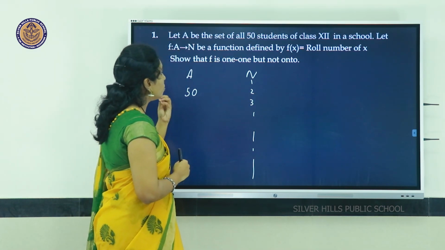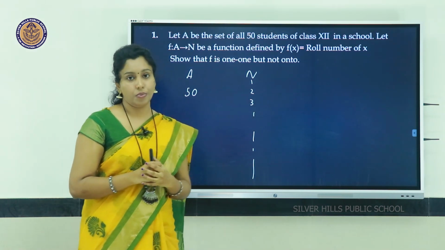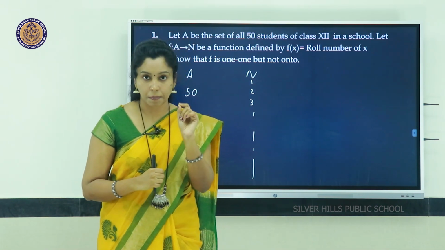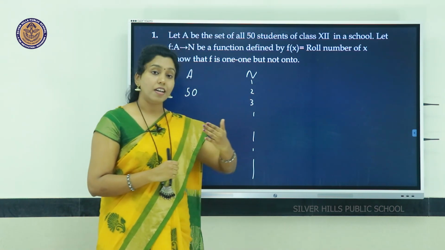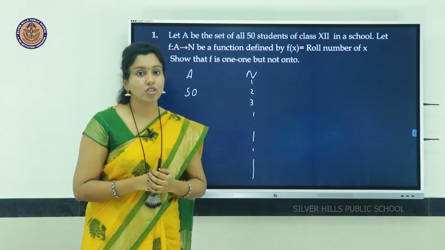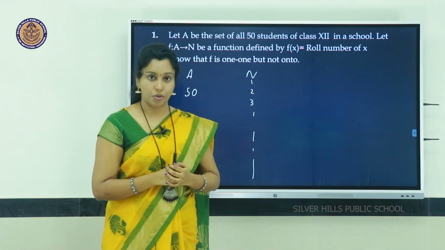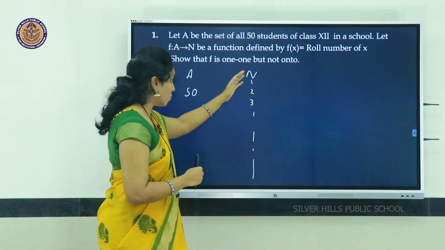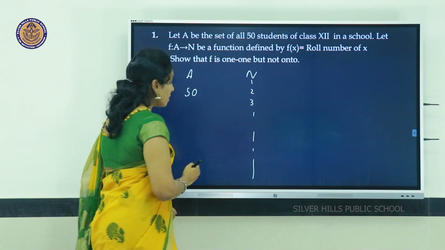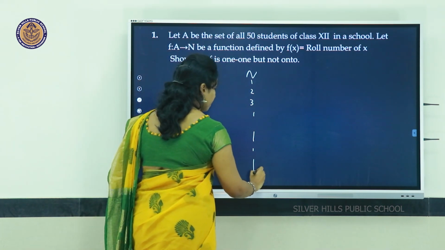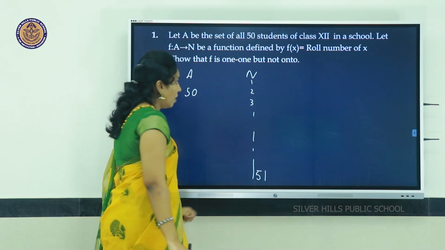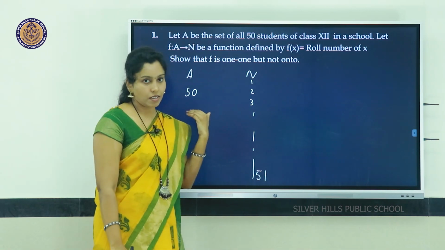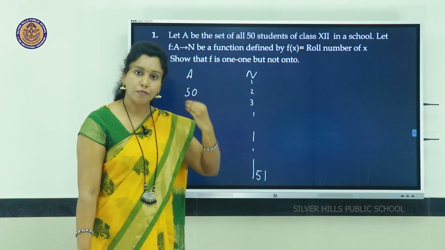And then how can you show that the function is not onto? Not onto means if you can find a member in the second set that does not have a pre-image, we can conclude it is not onto. Now the second set is the set of all natural numbers. It starts from 1, 2, it goes. Now consider 51. Up to 50, definitely there is a student on the other side with roll number 49, 50.